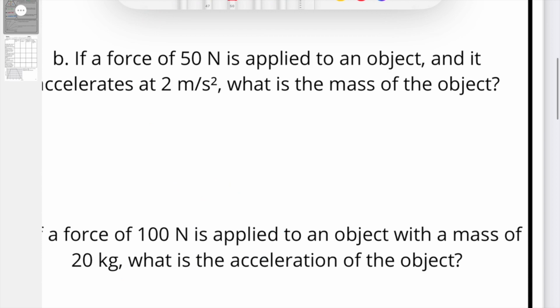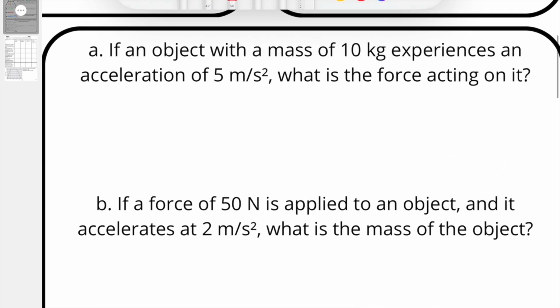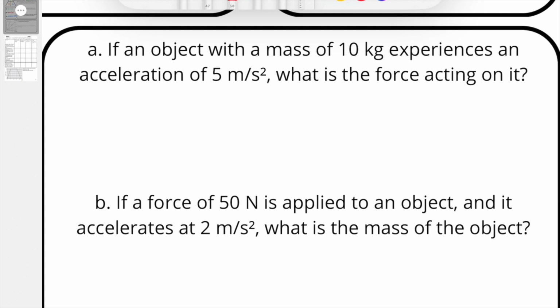Now what we're going to do is we have 3 questions here. We're just going to do one of them together, and I'll leave you guys to do the others as practice, and then we can go through those answers at another time. So let's start with A. If an object with a mass of 10 kilograms experiences an acceleration of 5 meters per second squared, what is the force?